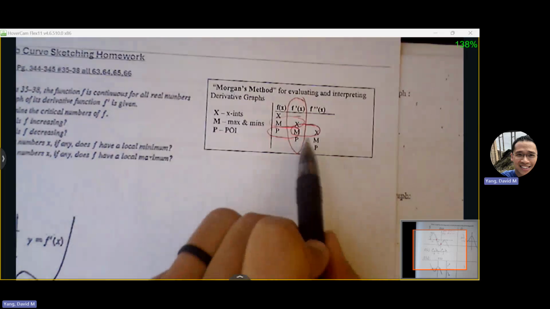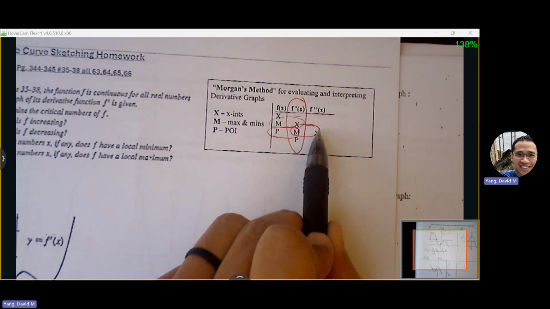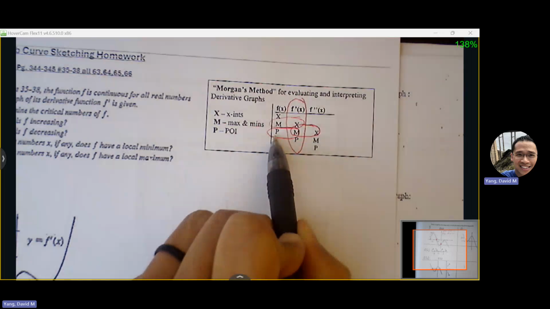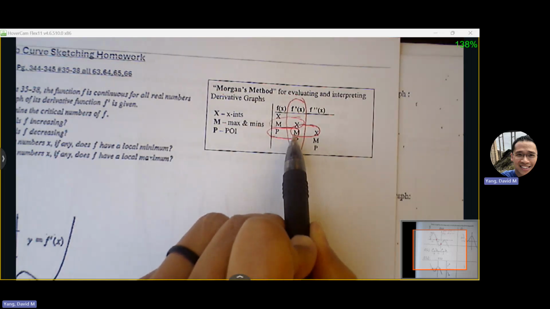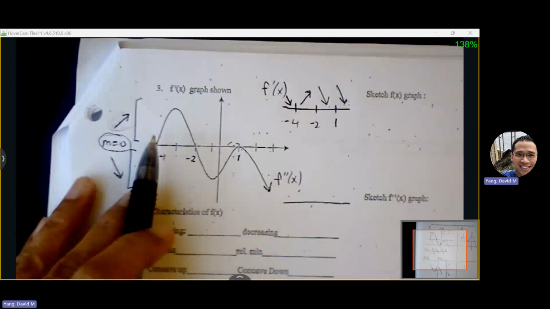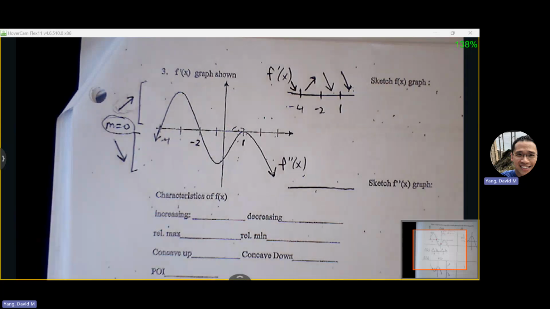So this chart tells us that the max and mins of your f prime graph is going to translate to the x-intercept of your f double prime. So basically, that's where the points of inflection are. The points of inflection of f of x are the max and mins of the f prime, which will go as the x-intercepts on the f double prime. Okay. So where do you see the max and mins of your f prime graph?